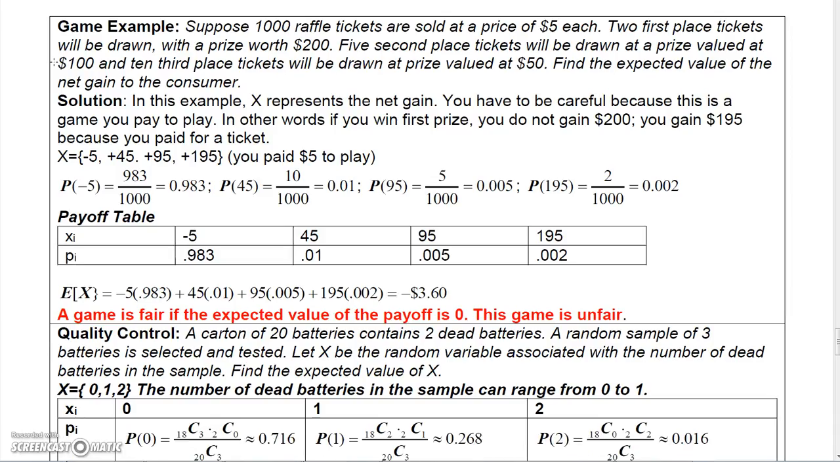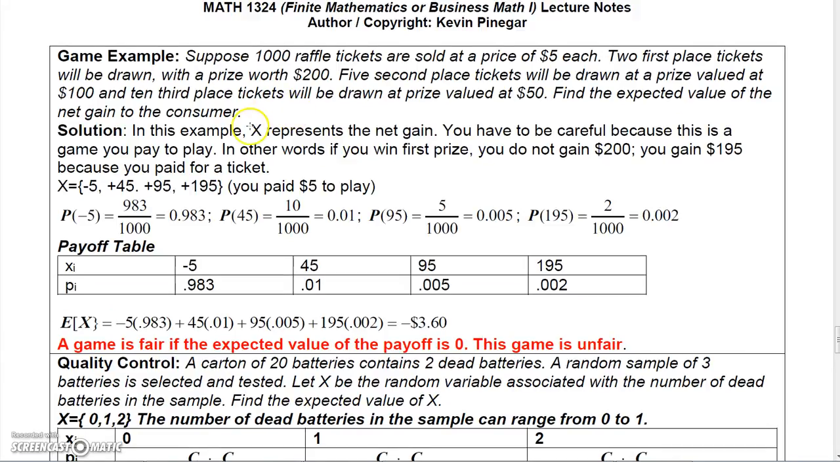Alright, there are some game examples that you can look at. Let me just summarize this game here. This is just a lottery, and let me just show you. Here we're going to let X represent the possible payoffs. Now, since you're buying the ticket, you could lose $5. If you don't win anything, you lose $5. If you win the $50 prize, you actually only get a payoff of $45 because you paid $5 to play. If you win the $100 prize, you only win $95 because you paid $5 to play, and the same thing for the $200 prize, you would only win $195.